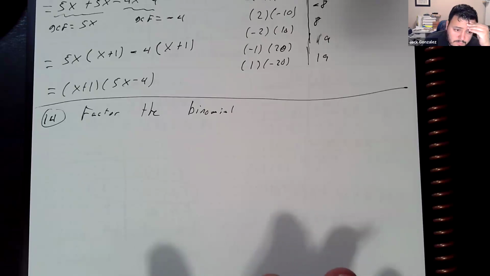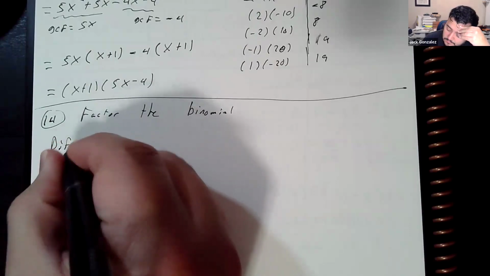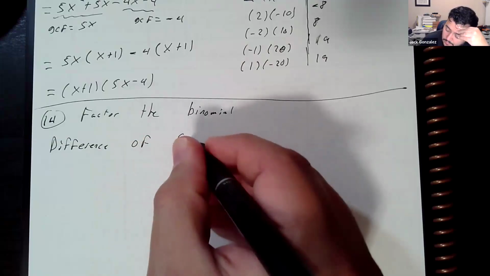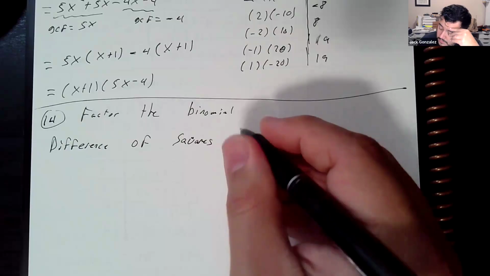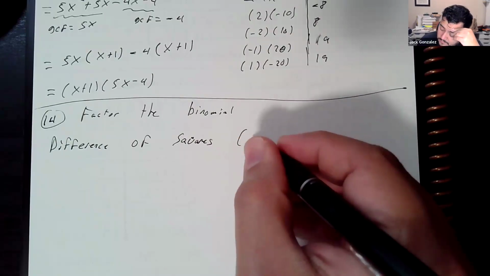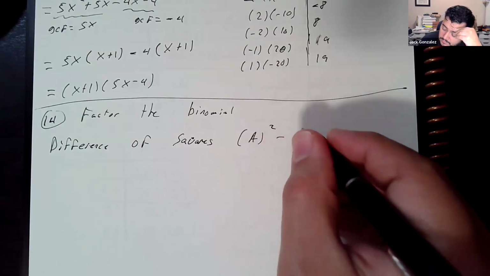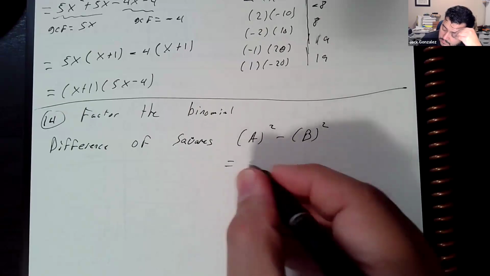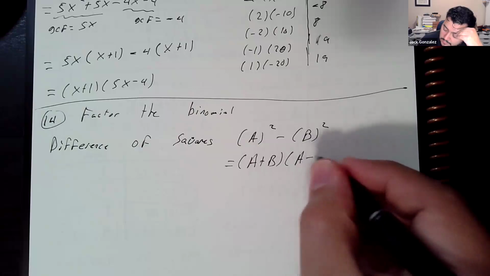Actually, the trinomial or binomial. So this is the difference of squares. It's also on the sheet I sent you. If you have something squared minus something else squared, you're going to get a plus b times a minus b.